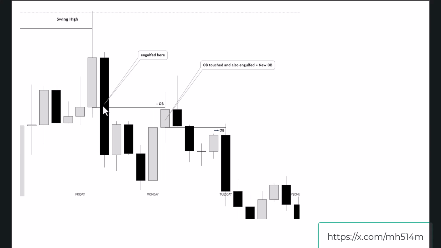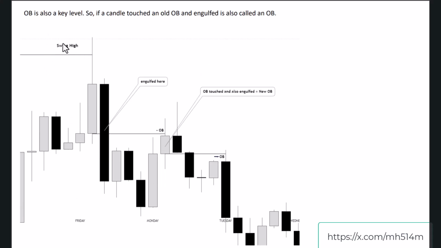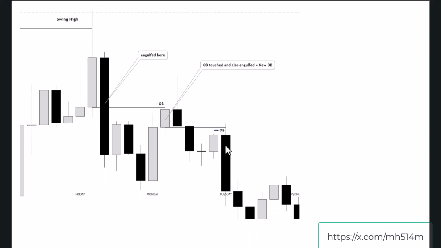Here we can see an example. Suppose there is a key level which is a swing high or FVG. That candle just touched the swing high or any key level and then engulfed. That means that green candle becomes an order block. Then again this candle just touched this order block and again engulfed. That means it becomes again an order block. Again here we can see this candle touches this order block, but the engulfing candle just touched this order block. That means this also becomes an order block.